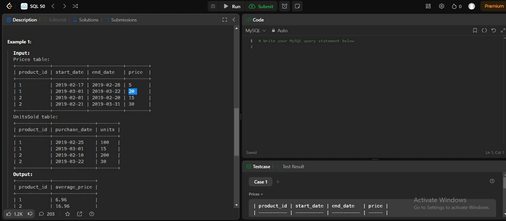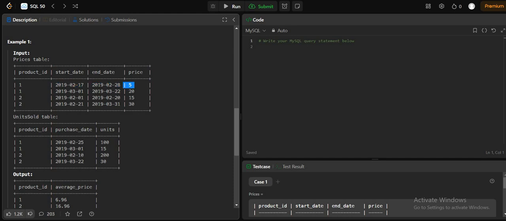Similarly for product ID 2. Now the unit sold table shows that a purchase of 100 units of product ID 1 was done on 25 February. If we check this date, 25 February lies between this period. So the price of those 100 units, per unit, will be 5.